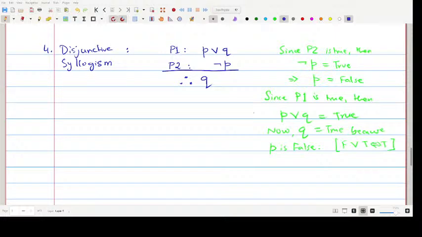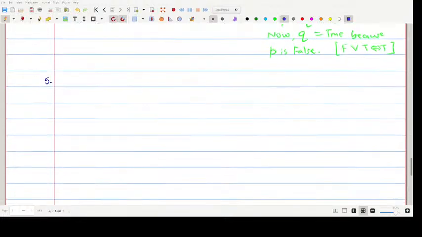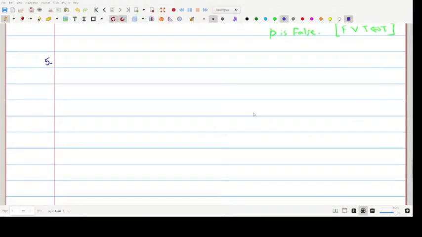Now there are some other rules. For the next few rules, I will just state those rules, and maybe you can convince yourselves or use them later in some way or the other. The next one is addition.